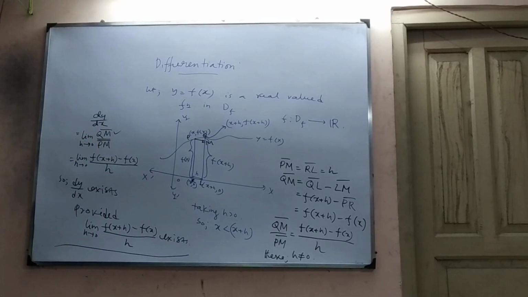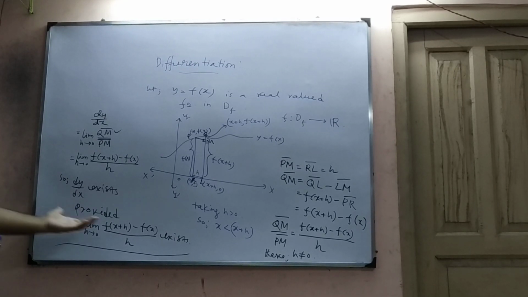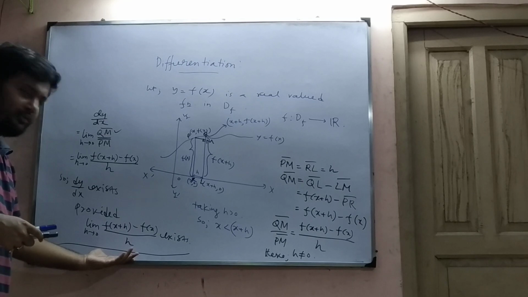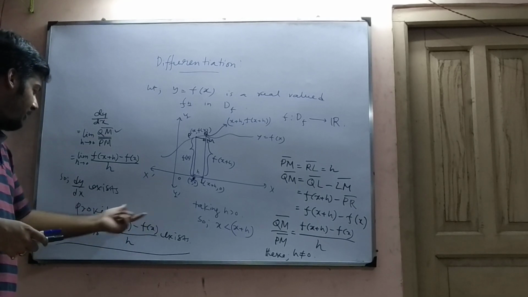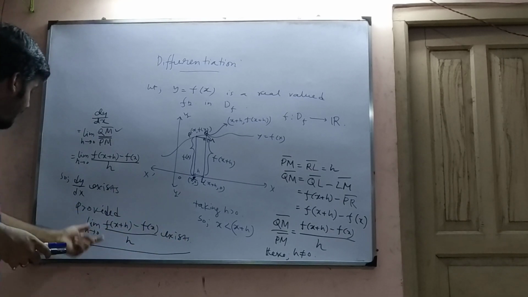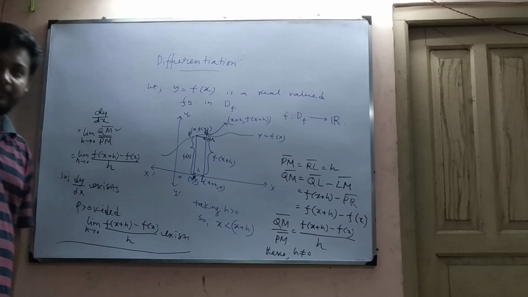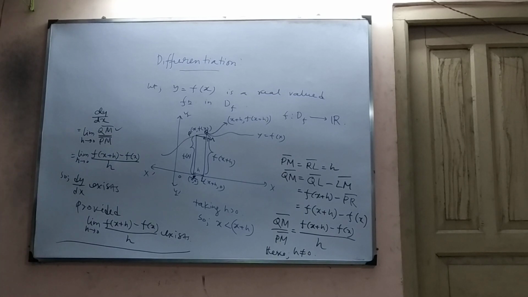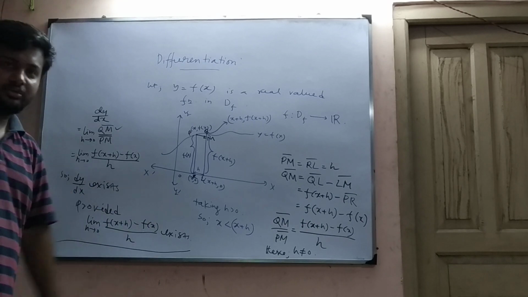Clear? So that is basically the definition of dy/dx. Now this limit exists when limit h tends to 0 plus of f(x+h) minus f(x) by h exists. That is the right hand derivative. And limit h tends to 0 minus of f(x+h) minus f(x) by h exists, which is the left hand derivative. Both exist and they are equal. That's why this limit exists.